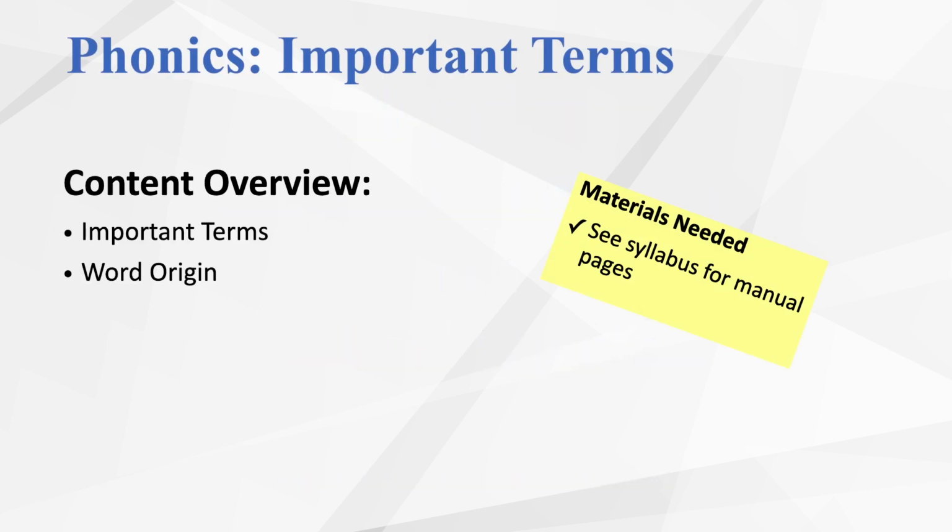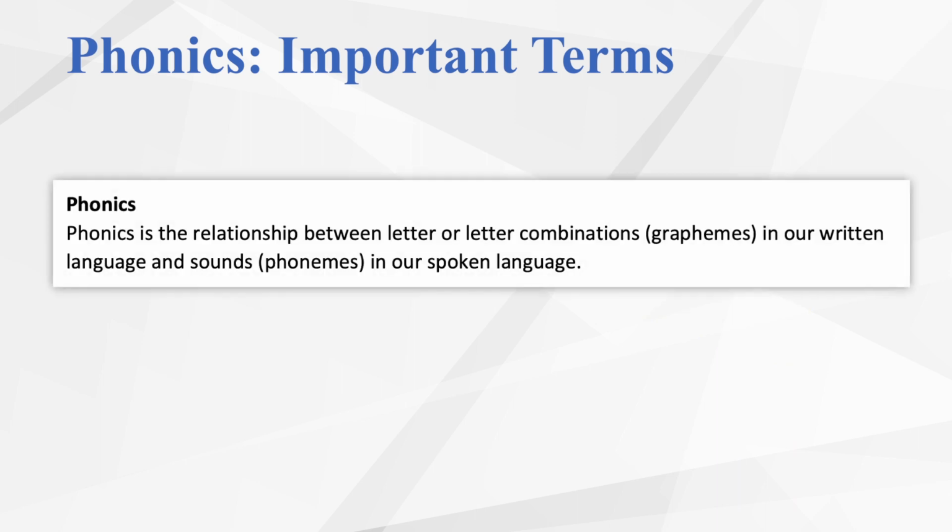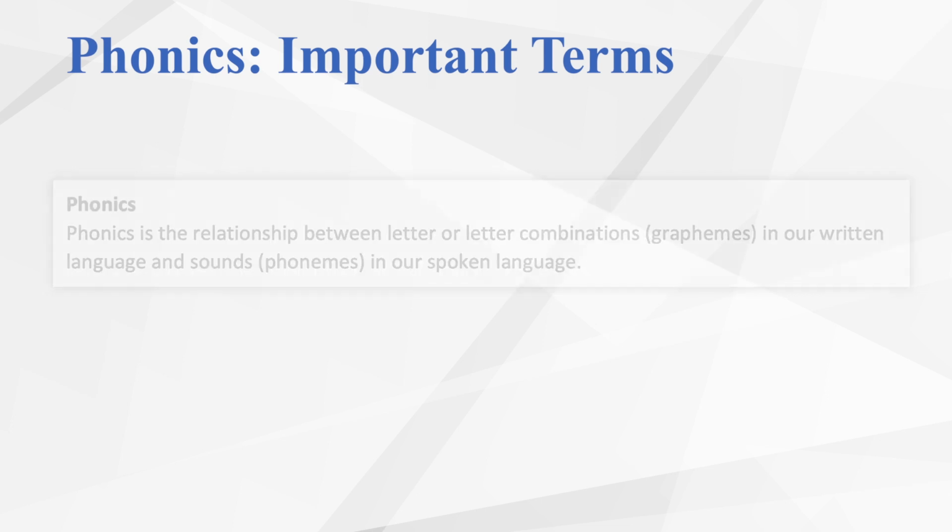In this section of training, we're going to lay the groundwork for phonics instruction. We'll begin by reviewing some important terms, and then explore how word origin adds to the complexity of our English language. Let's begin with some terms. Phonics is a term that we use to represent the relationship between the letter or letters, which we call graphemes, to their spoken sounds, or phonemes. So you will hear these three words, letter, grapheme, and phoneme, consistently throughout training.